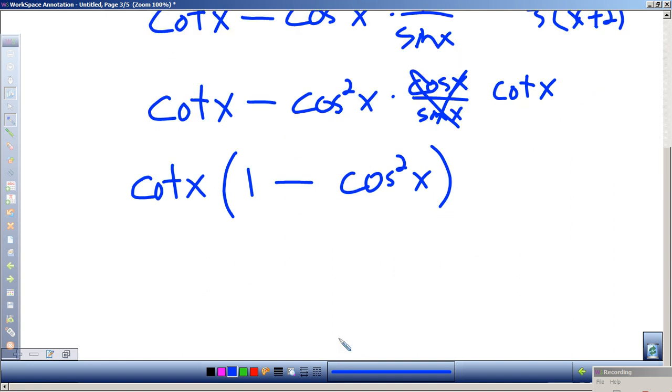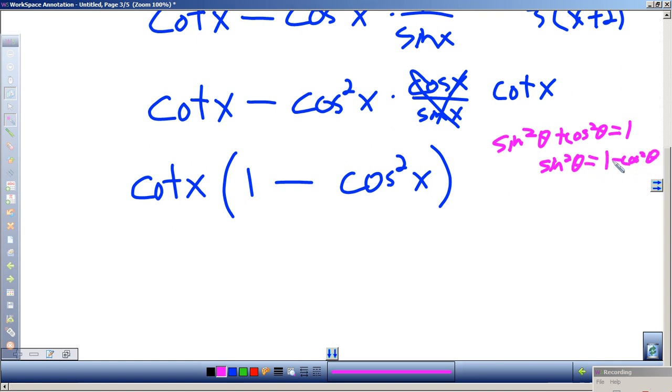Another hint is look for Pythagorean identities. Whenever you see something squared, you're going to be looking for one of the Pythagorean identities. So which one of the Pythagorean identities is this? Okay. So notice we had sine squared theta plus cosine squared theta equals 1. How can I get 1 minus cosine squared from this? So I can say sine squared theta equals 1 minus cosine squared theta. Right? You can switch stuff around, and it's still the Pythagorean identity. So this becomes cotangent x times sine squared x.